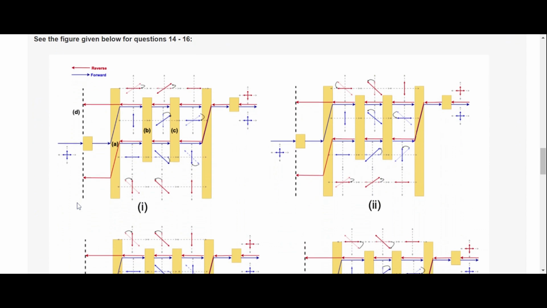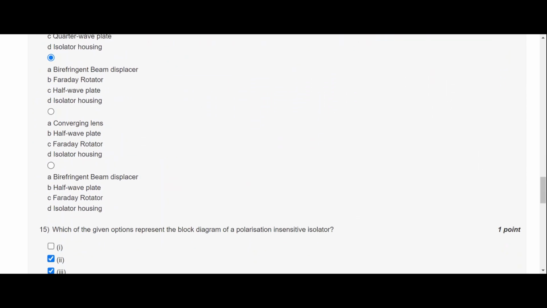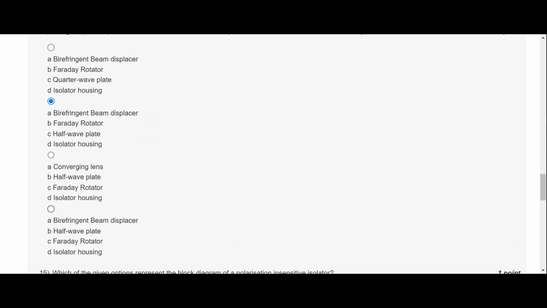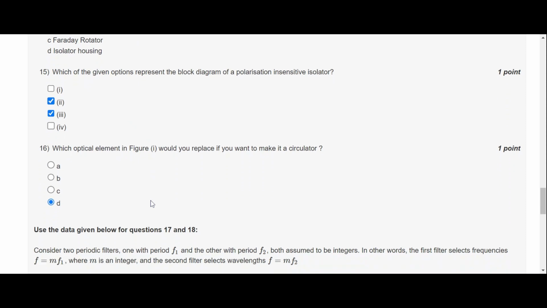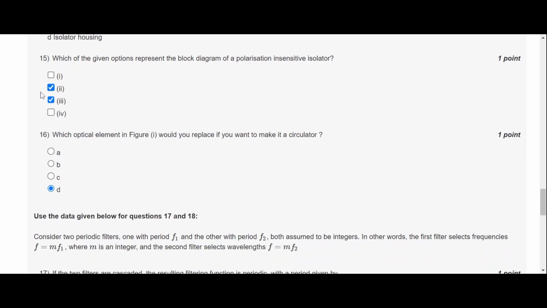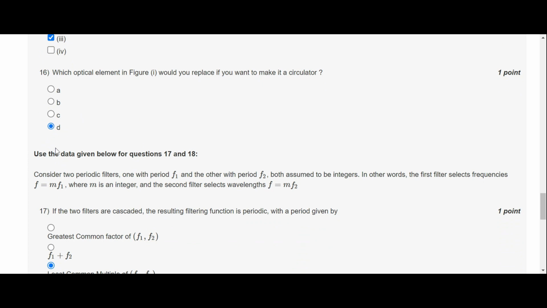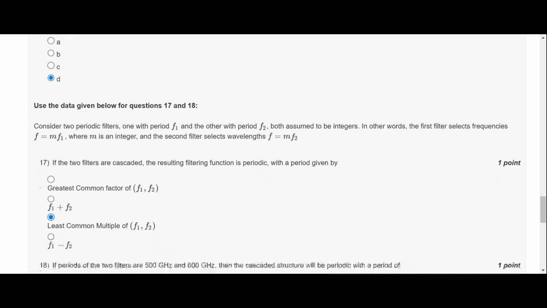See the figure given below for question 14 onwards. In figure I, 4 optical elements are labeled. From the options below, name these elements correctly. Which of the given options represent the block diagram of a polarization insensitive isolator? Which optical element in figure I would you replace if you want to make it a circulator?